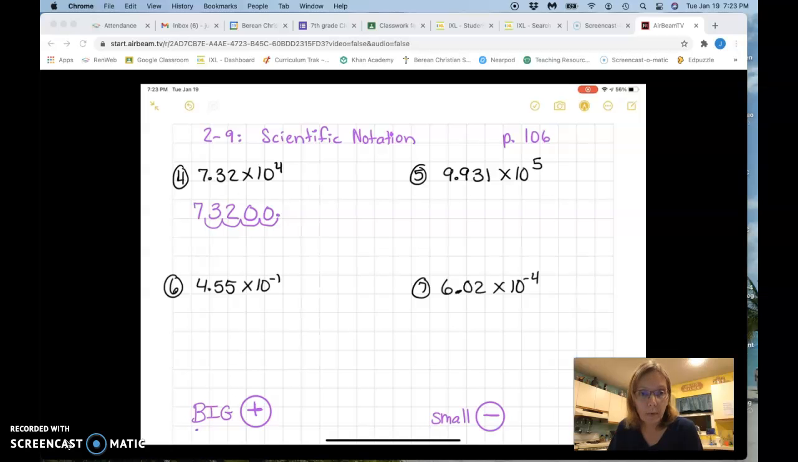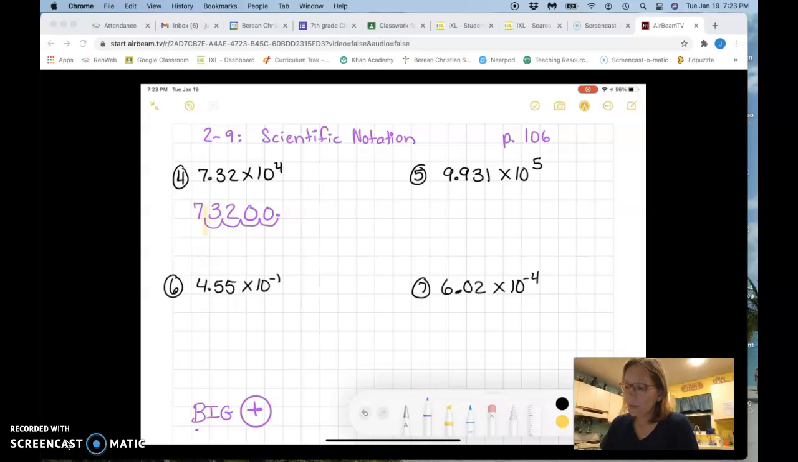So my new number becomes 73,200. Okay, and you notice I no longer have a decimal right here because I got rid of it. Make sure you don't have the decimal in 2 places. It can only be in 1 place.